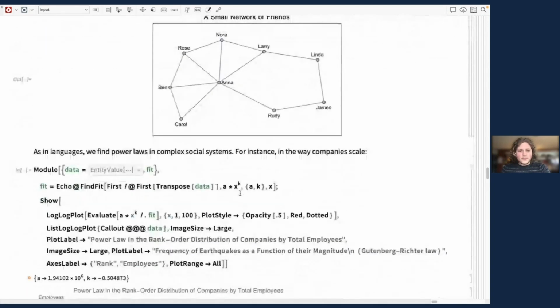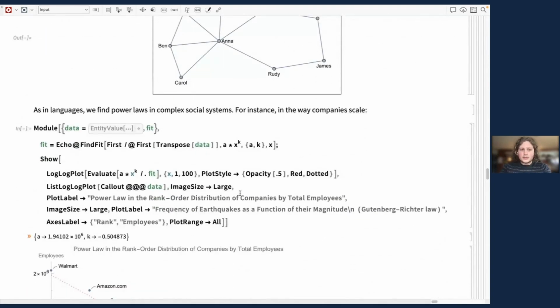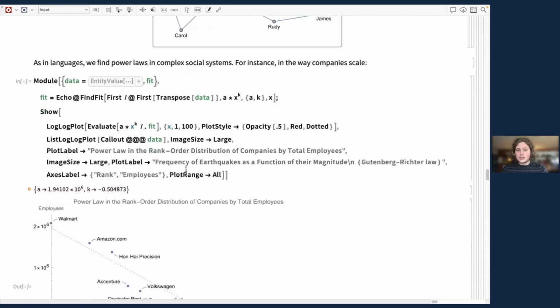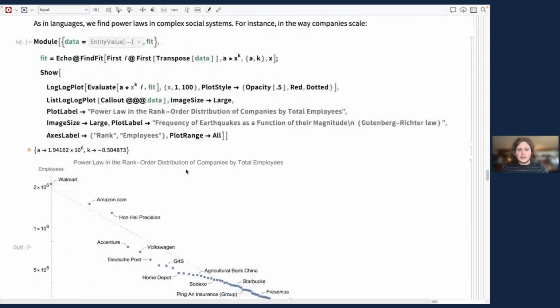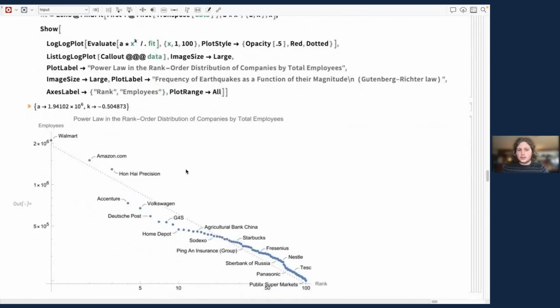And so, as in languages, we find power laws in complex social systems and in the distribution of phenomena that are the result of complex social systems. For example, in the ways that companies scale, we can see that if we take the rank order distribution of companies by total number of employees, this is in the United. Actually, no, this is not in the United States. This is worldwide, I think. Then the companies by total employees in this distribution roughly follow a power law.